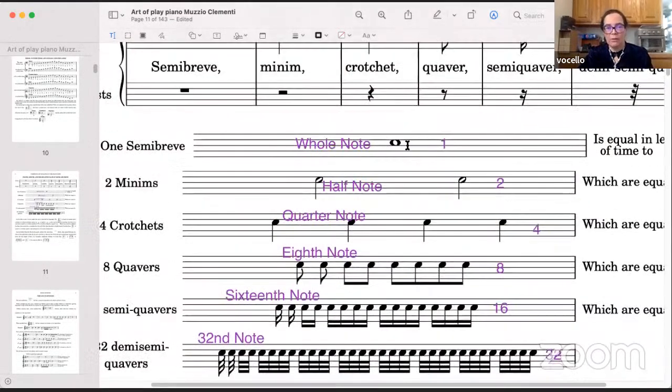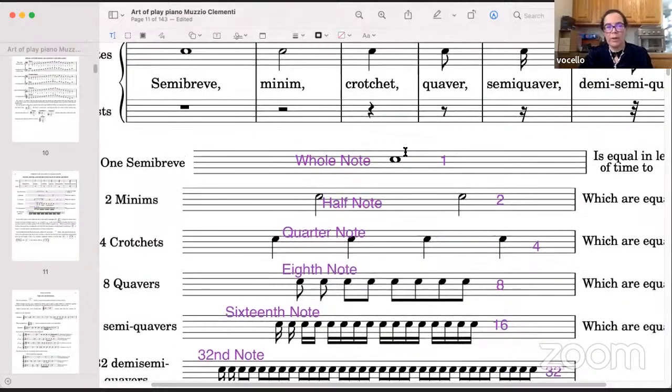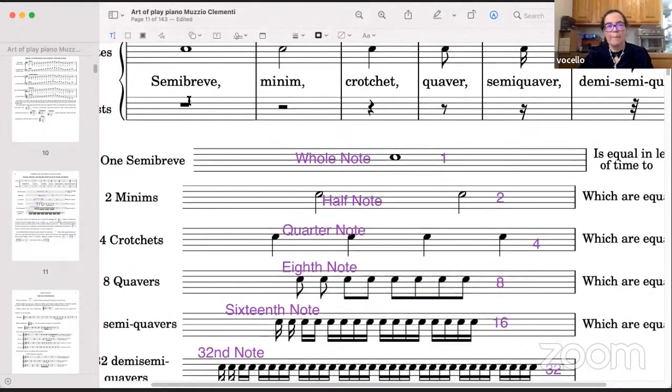And each note will have a silence, a rest, sorry. That is the whole rest. It's located below the 4th line, and the half rest is above the 3rd line, which means they are both on the 3rd space, 1, 2, 3, 3rd space, the whole rest and the half rest. The quarter rest, 8th rest, 16th rest, and 32nd rest.